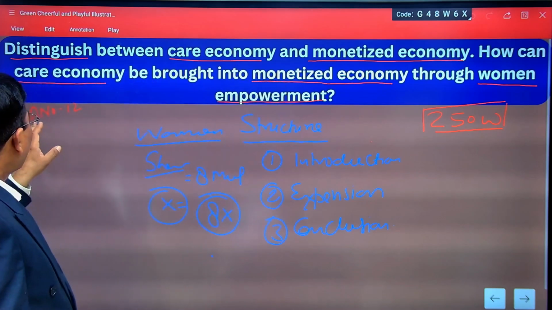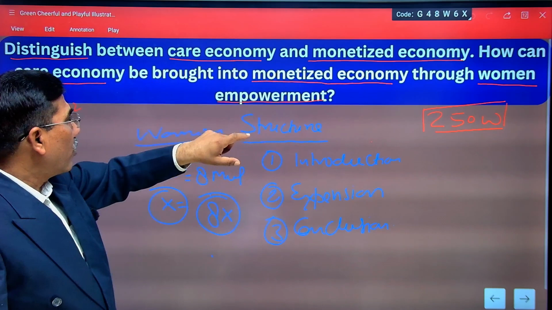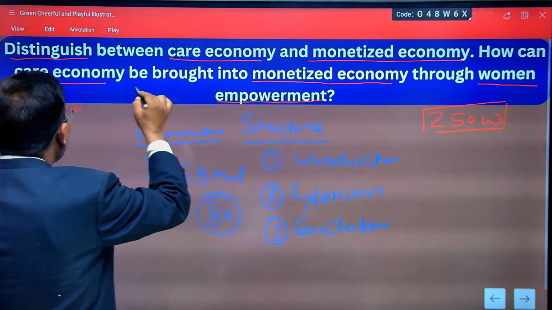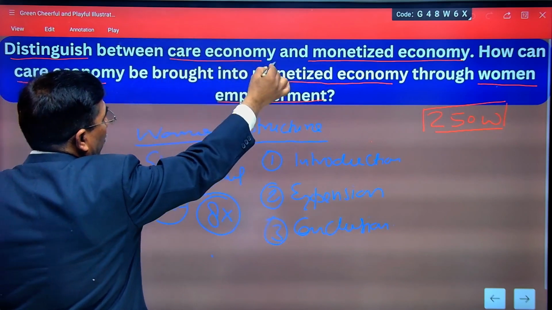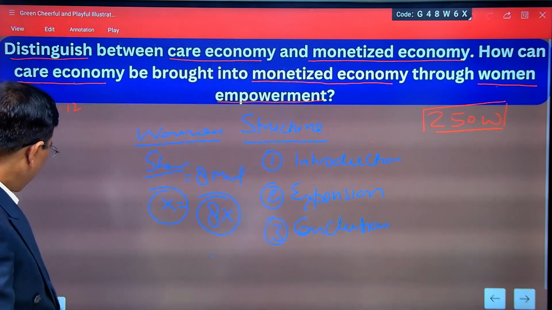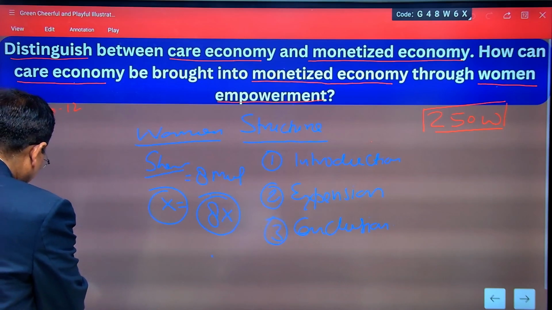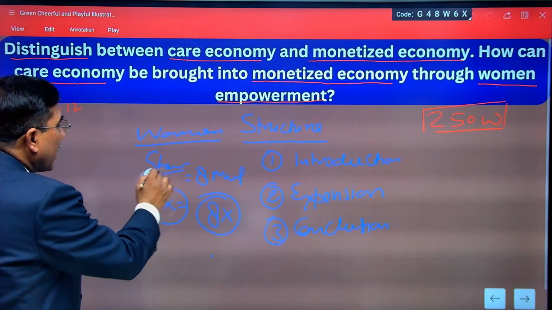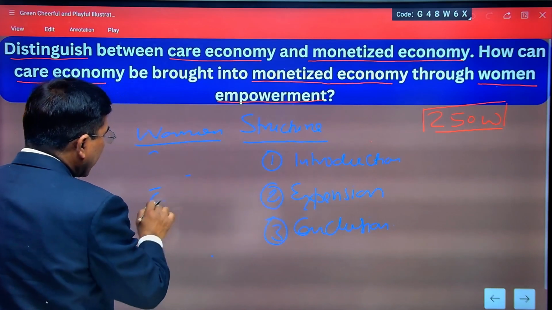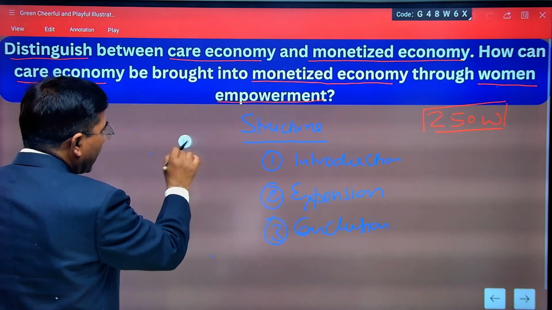The second portion is empowerment of women. How can women empowerment convert the care economy into the monetized economy? First, you have to understand all those points which can be used for the conversion of care economy into the monetized economy.